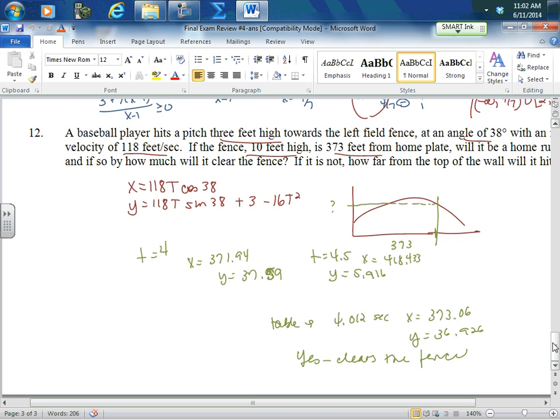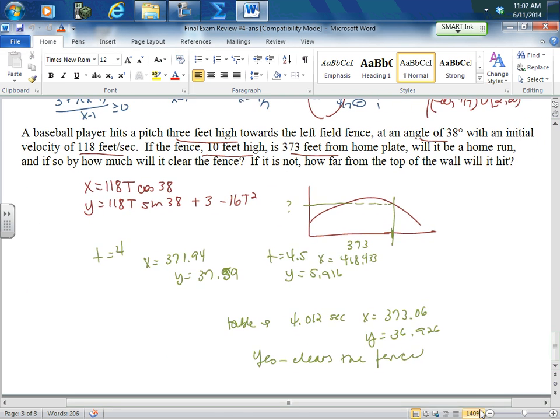This one is a definite you will see. This is a part 2 type question. A baseball player hits a pitch at an angle with an initial velocity. Remember your parametrics? Okay, you've got to set your calc up to parametrics. You've got to watch your window. Look at your table to determine what your window should be.